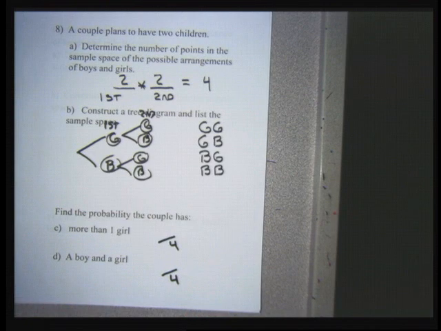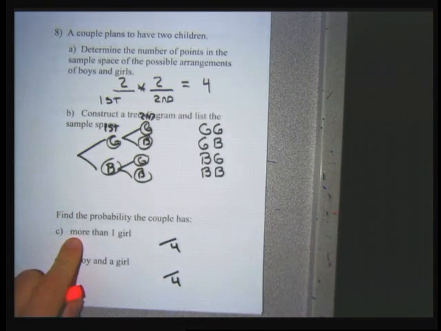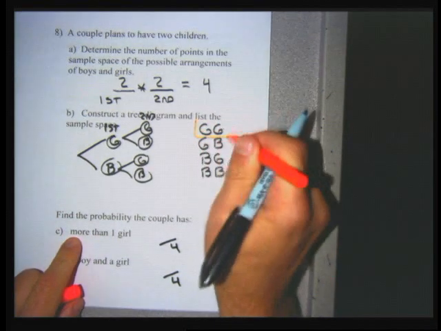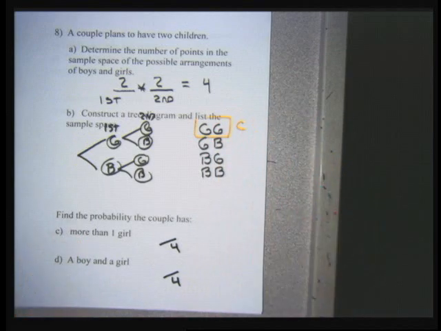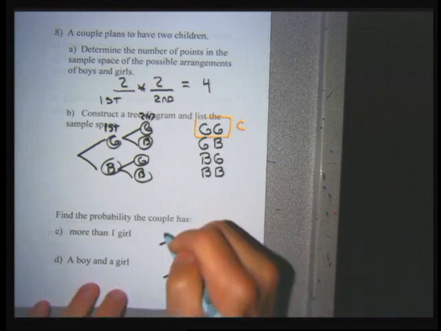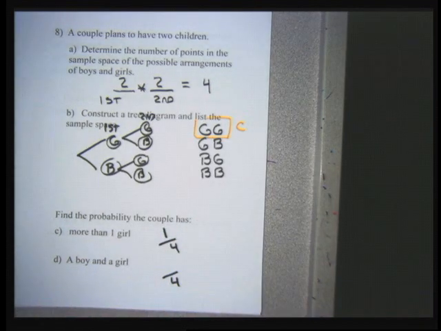For part C, I want to count all the items in the sample space that have more than one girl to get the numerator. And for part C, the only item I'm going to count is the double G, because that's the only one that has more than one girl. So the numerator will be 1.